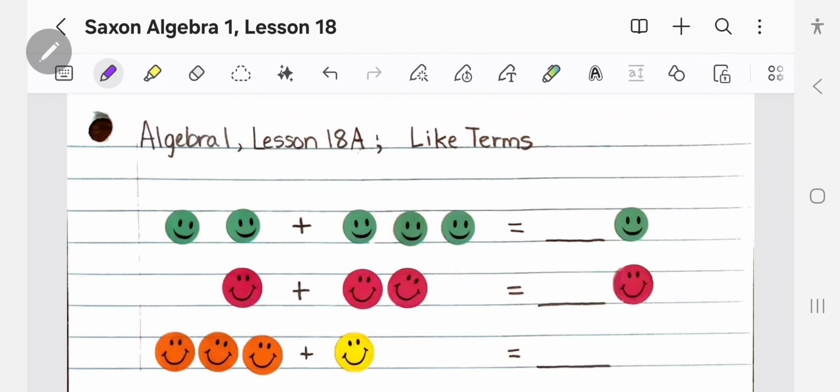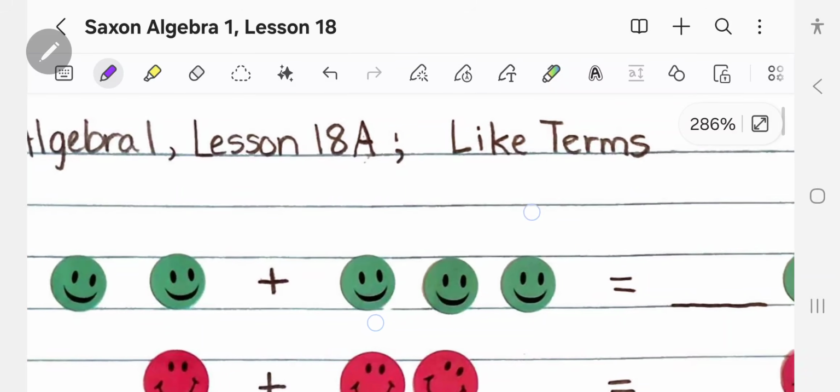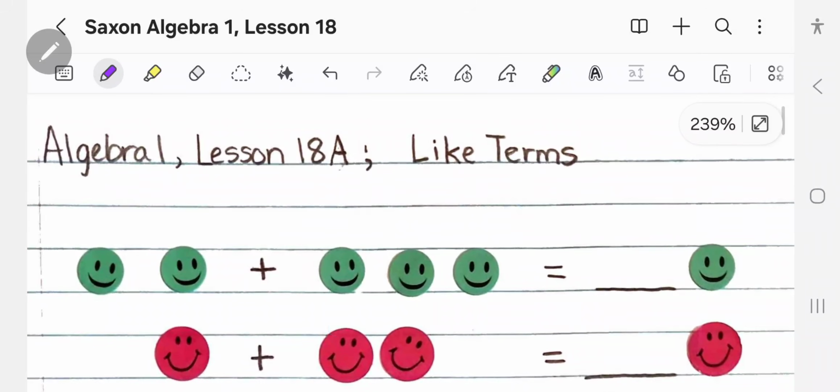This is Algebra 1, Lesson 18A, like terms. We're going to start out with some review math you can see here. Let's do this top problem. We have 2 green smiley faces plus 3 more green smiley faces equals, let's count them, 1, 2, 3, 4, 5. We have 5 green smiley faces.